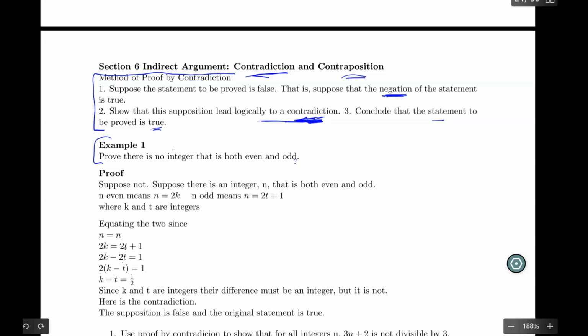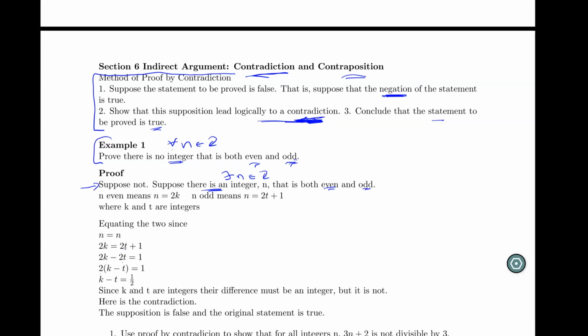So this one's all written out for you. Prove that there is no integer that is both even and odd. That means for all n in the integers, there's no n that's even and odd at the same time. So let's suppose not. The first step is always taking the negation of the statement. Good thing we have practice on that, right? Suppose there is. The negation of a for all is suppose there exists an integer that is both even and odd.